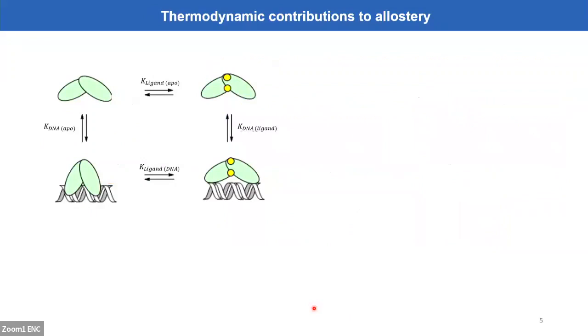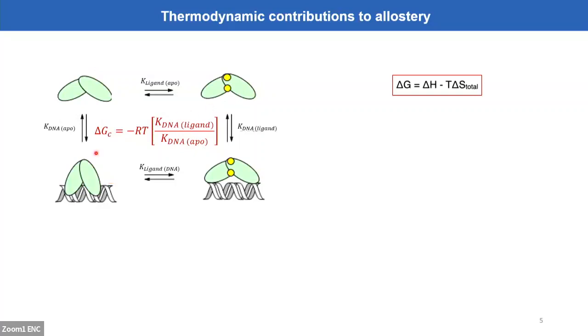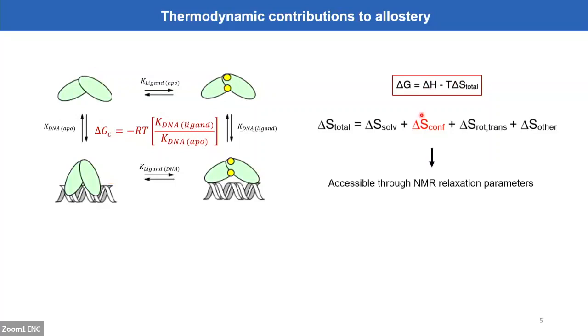So allostery is an intrinsically thermodynamic phenomenon that is defined by a coupling free energy given by the change, again, in affinity for a ligand, given that another binding event has occurred at a distant site of the molecule. So every free energy has contributions coming from enthalpy changes and entropic changes, and the entropic contribution can be subdivided into different entropic contributions, and we are most interested in the contribution of the conformational entropy change in the protein, which is accessible through NMR relaxation parameters.